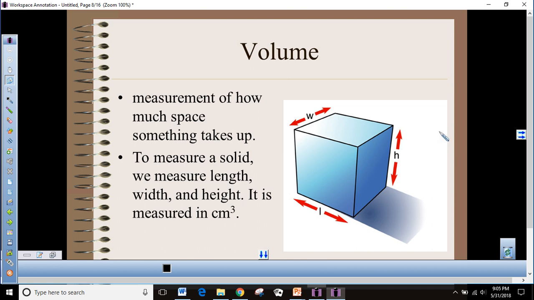If you're measuring a solid, a normal shaped object, you could do length times width times height if you had a cube, and we would get centimeters cubed because you do length times width times height. So we'll be looking at some problems where you'll have the length, width, and height. To get the volume, you just multiply those.